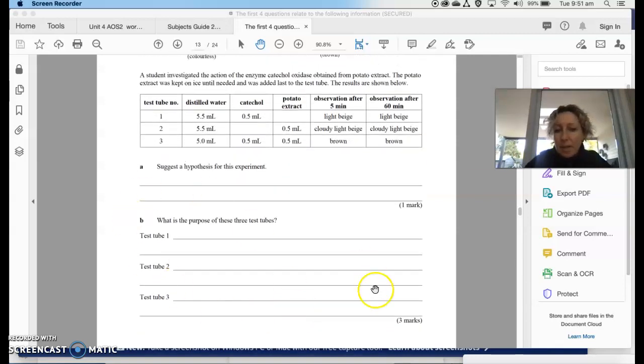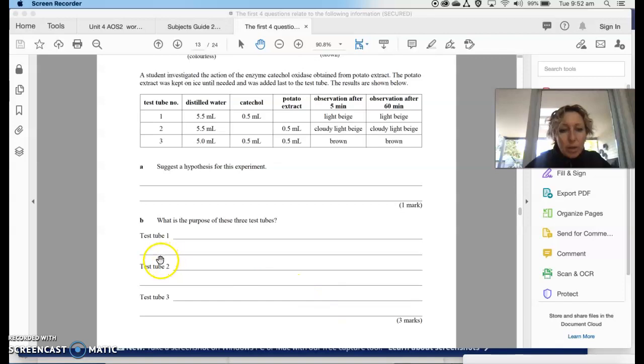Then B, this was a really tricky one, but the information is there in front of you, and if you look carefully, you probably know the answer to these questions. You need to use words such as control and experimental tubes. Now, have a look at test tube 1. If you can name it and you can give it a scientific name, then do that. But most importantly, tell me the purpose of test tube 1.